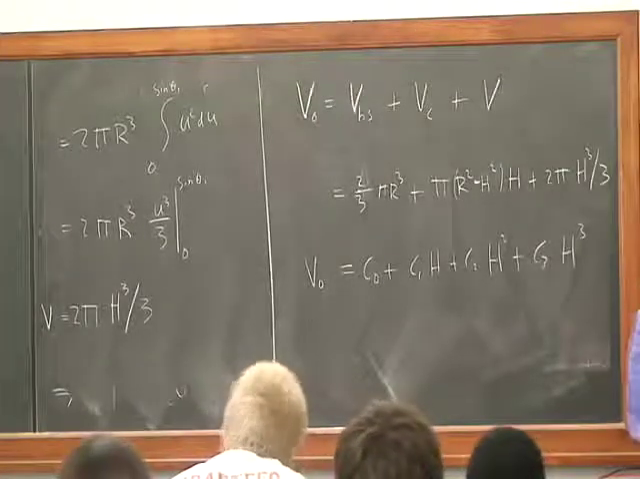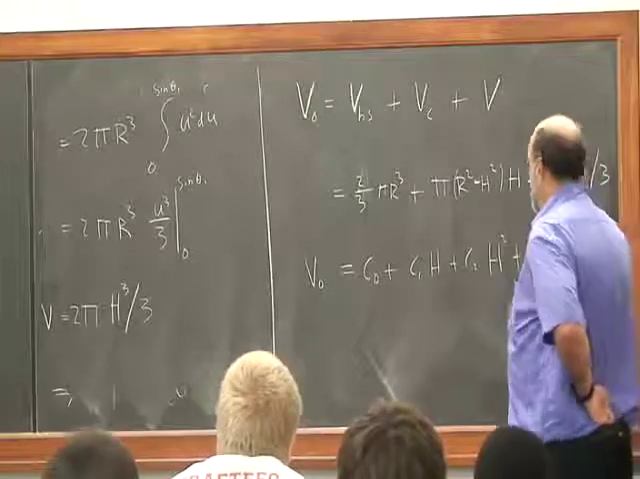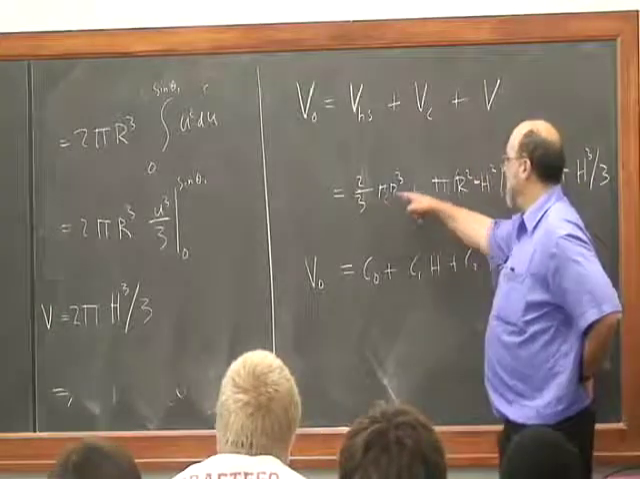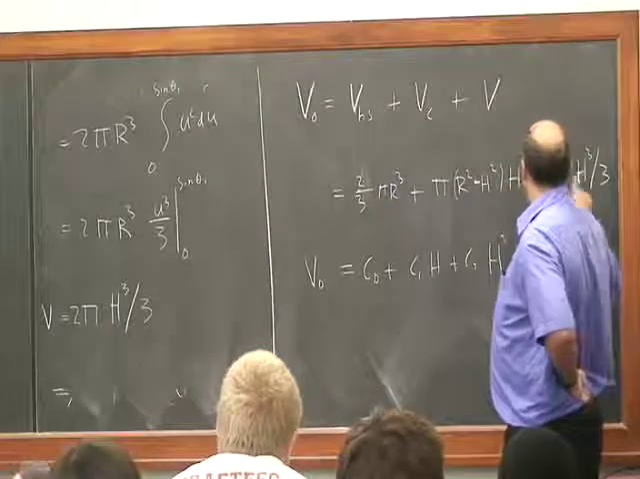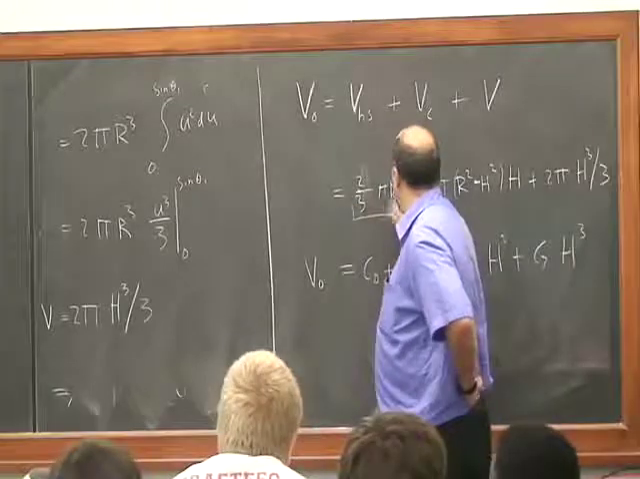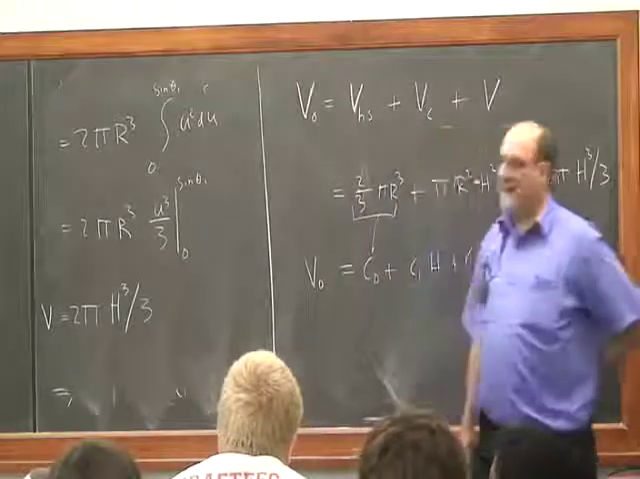Wait, can you repeat what you did again with the C's? What are the C's? What I've done is just collect terms that have to do with powers of h. So for example, C0 would be this 2/3 pi r cubed.